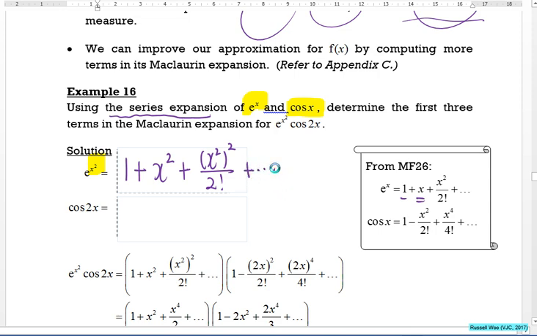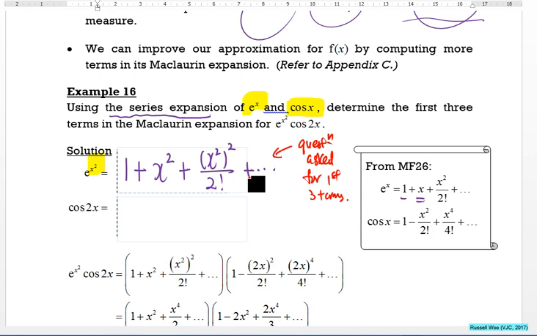Now the question says that you need to have the first 3 terms in the Maclaurin's expansion. So you must know when to stop. Correct? Question asks for the first 3 terms. So you stop here. 1, 2, 3, done. Finish. Got it?